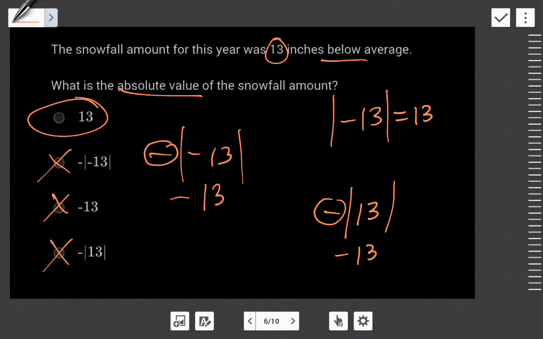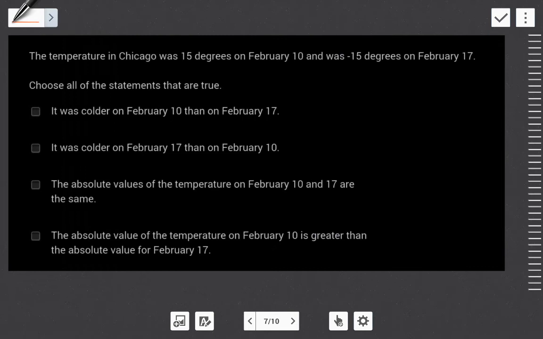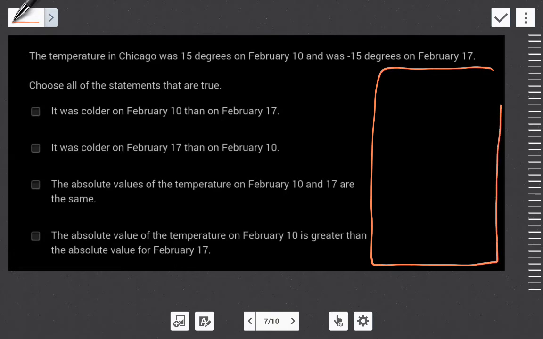That's not the answer. Okay, in this problem it says, the temperature in Chicago was 15 degrees on February 10th and was negative 15 degrees on February 17th. Choose all the statements that are true. Since we're talking about temperature, I'm going to draw a thermometer, or do my best to draw a thermometer here.